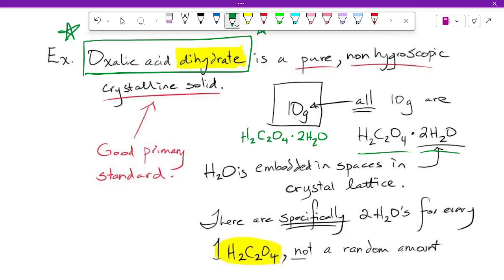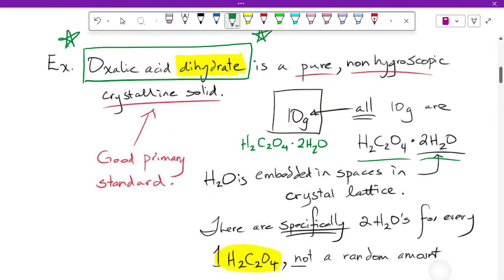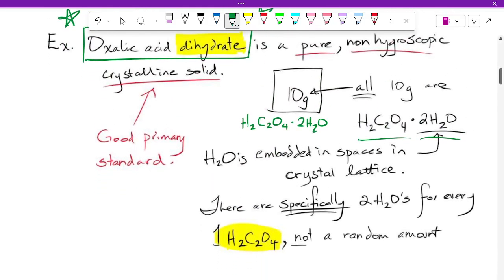Okay, so when something is a hydrate, that doesn't mean that it absorbs water in a hygroscopic way. It doesn't mean it just randomly absorbs any old amount of water. Hydrates are still considered pure because they have a specific amount of water that you know ahead of time. If we can make a solution of this acid, can we titrate NaOH with it?